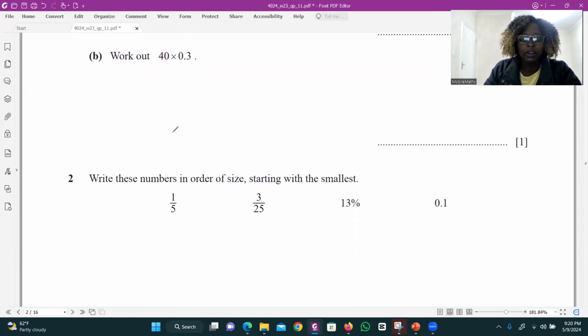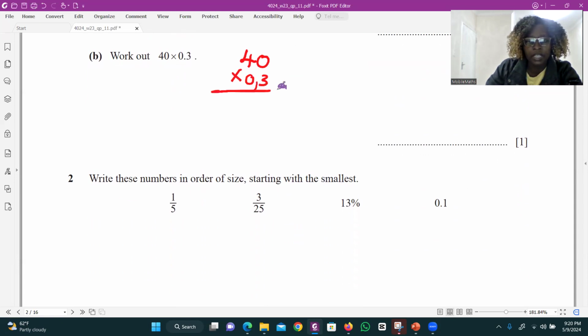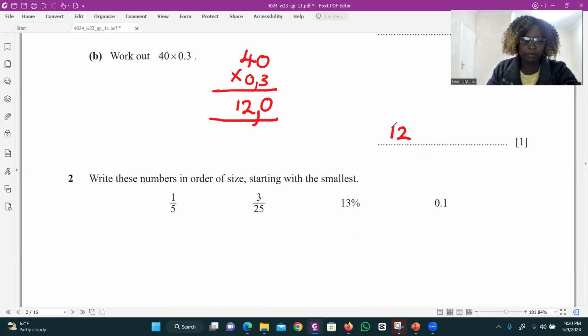Let's move on. Work out this one, 40 times 0.3. So what you can do, you can say 40 times 0.3 like this, okay? Then we multiply 3 times 0, that's a 0, okay? Then 3 times 4, that's a 12. Then we count the number of decimal places that we have. We have got 1. So our answer is a 12 like this, okay? Let's move on to the next question.